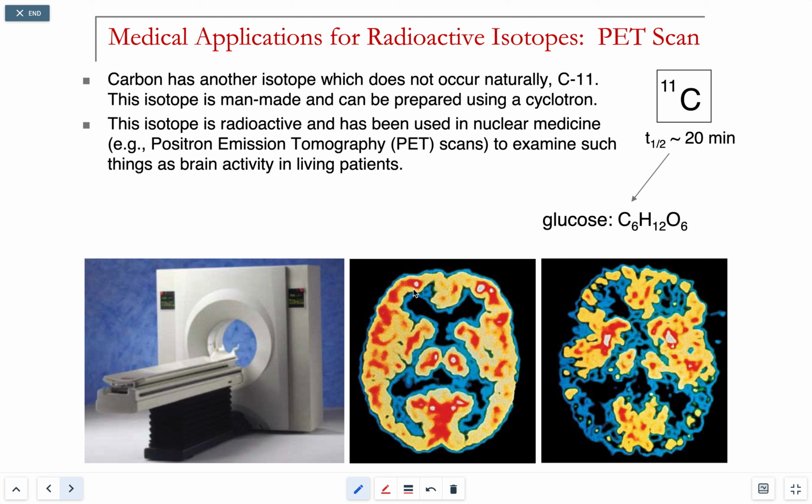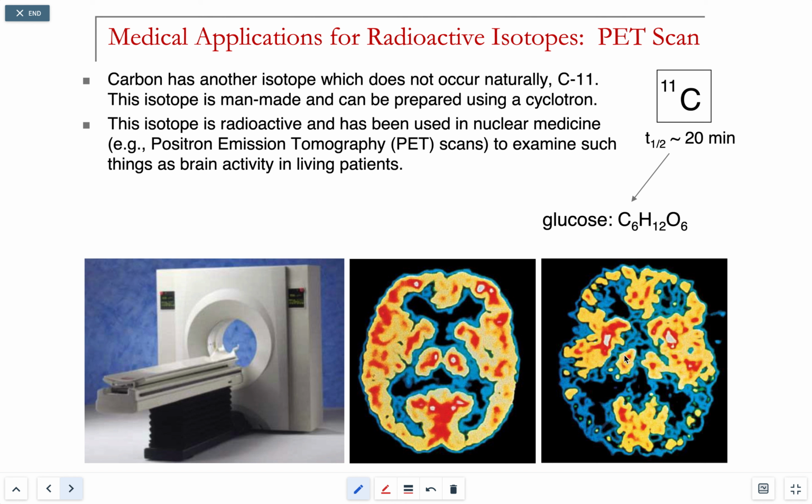So it's helpful in the sense that if you label glucose with carbon-11, the glucose makes its way to the brain, and then what you're imaging here is brain activity. Highly functioning neurons are going to be consuming a lot of glucose, so you're going to see concentration of the glucose in those regions. This is a false color image of a normal brain that's functioning.